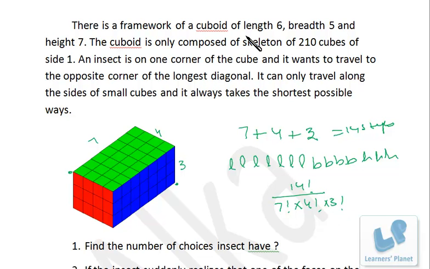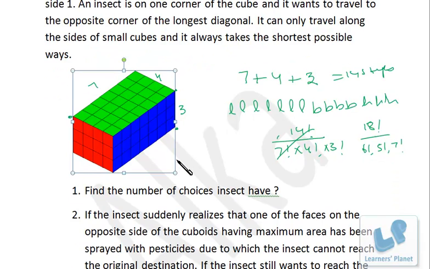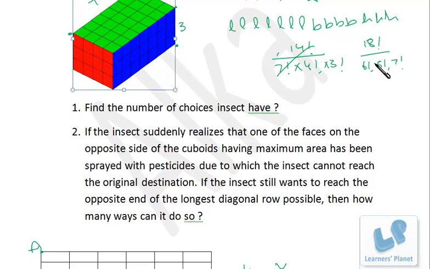The same funda we have to apply here. The dimensions are different, otherwise the logic is the same. Here in this case, 6 plus 5, 11, and 7, 18 factorial divided by 6 factorial, 5 factorial and 7 factorial. In the previous case, the insect had to reach from this point to this point, that is 7 horizontal and 4 vertical. In this case, it has to cross 3 more steps. That is the only difference. Otherwise, the procedure remains the same. I hope you are getting it. So the first question, find the number of choices the insect has, we have found out: 18 factorial by 6, 5 and 7 factorial.